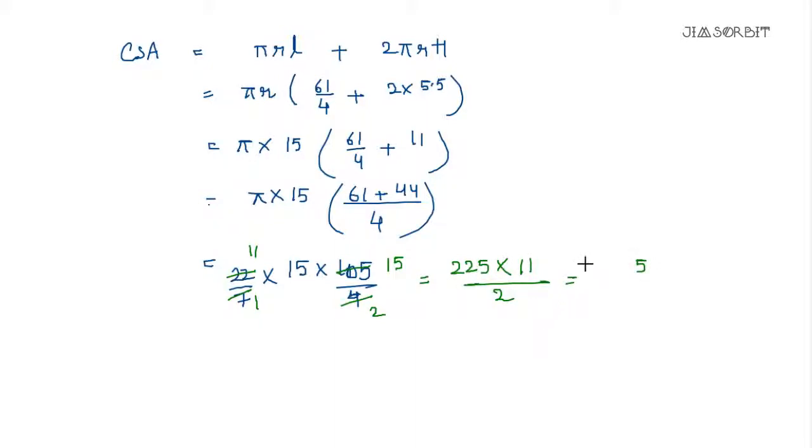So copy 5 and 2. 5 plus 2 is 7, 2 plus 2 is 4. So 2475 by 2. It is the total CSA. Okay, total.